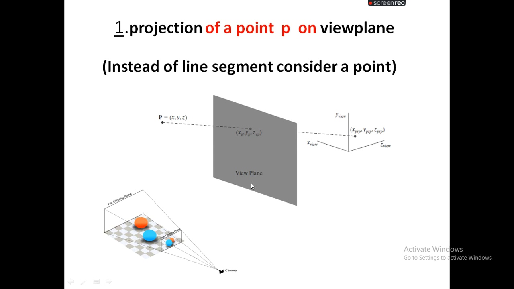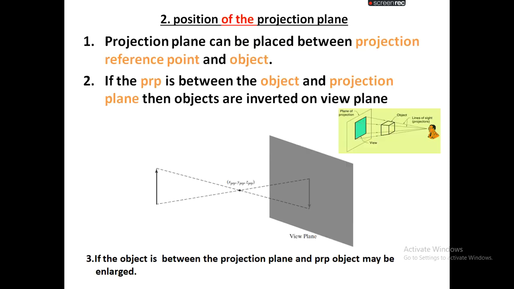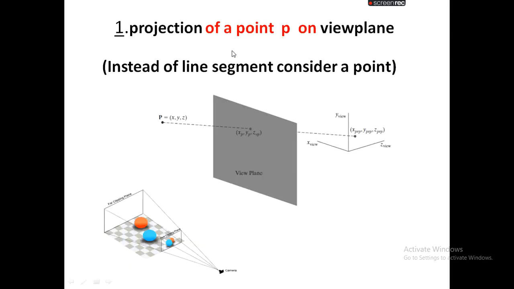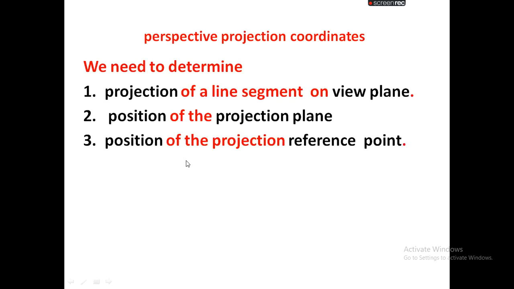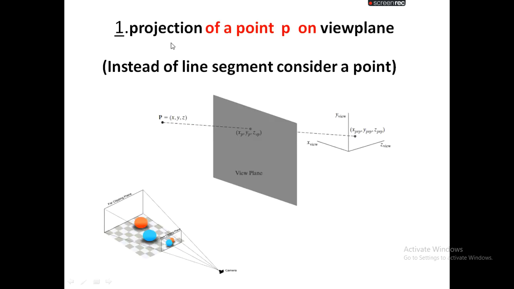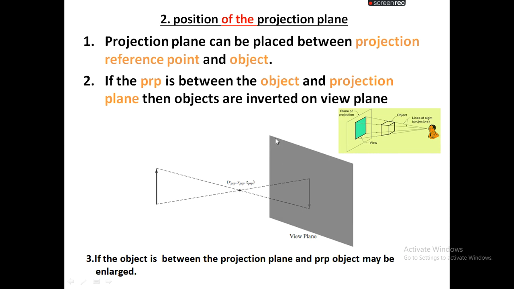So we need to consider one point here. There is a derivation for this, but I would like to derive it in the next video lecture. Now I am explaining only the concepts we need to determine with respect to perspective projection coordinates. First, we need to determine the projection of a point P on the projection plane.